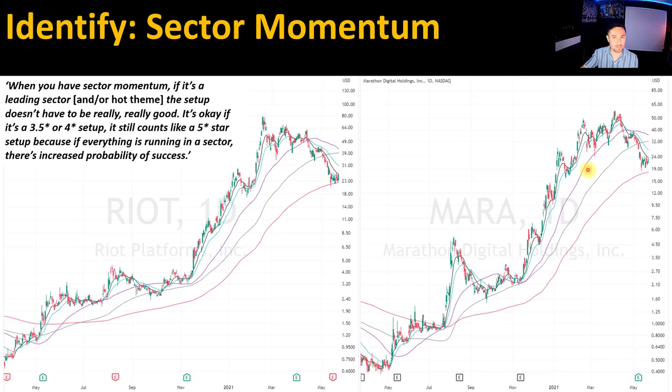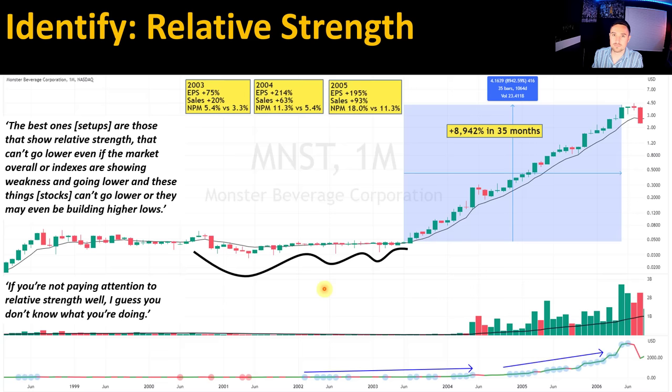So on the next slide, we're going to be going into relative strength. The importance of relative strength, and I'm using Monster Beverage, which built arguably the best volatility contraction pattern you will ever see on the monthly chart, especially given the fundamentals of this stock, where it did it in the context of a bear market as well, and the relative strength that it exhibited, and then the move thereafter as well. So let me tick off a couple of points here.